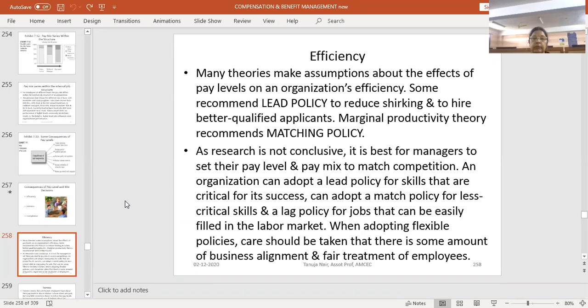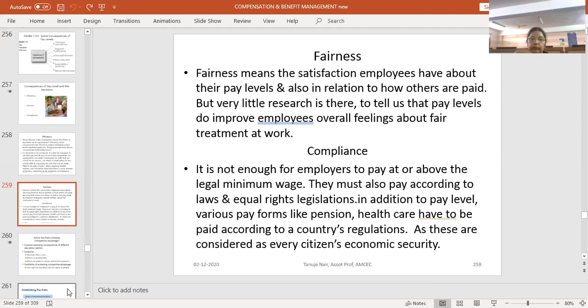If a company is adopting flexible policies, it should make sure that whatever policy they are adopting is aligned to their business strategy, and it should be giving fair treatment to employees. It should not be that you are exploiting employees or being unfair to employees. You should give fair treatment to your employees.